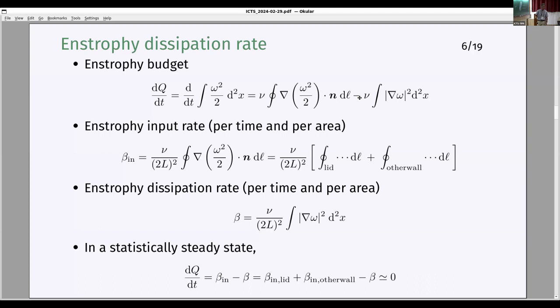So in a statistically steady state, if such a state can be realizable in this setting, then dQ/dt should be 0. That means the entropy input coming from the lid, sidewall or bottom wall is basically equal to the dissipation.